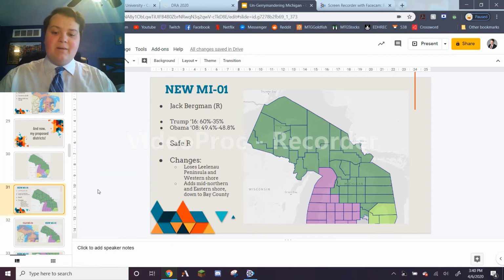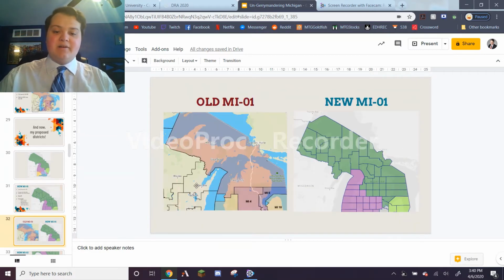The changes from the former district is that we lose the Leelanau Peninsula and the western part of the state that's currently incorporated. Instead, we get these 6 counties here, more the mid-northern part of the state, and then also the eastern shore. So in comparison, the old district used to go down into the west.